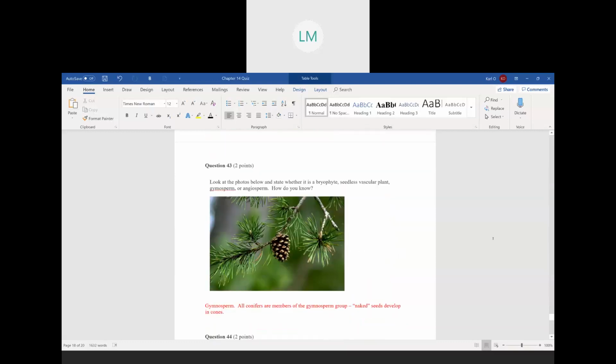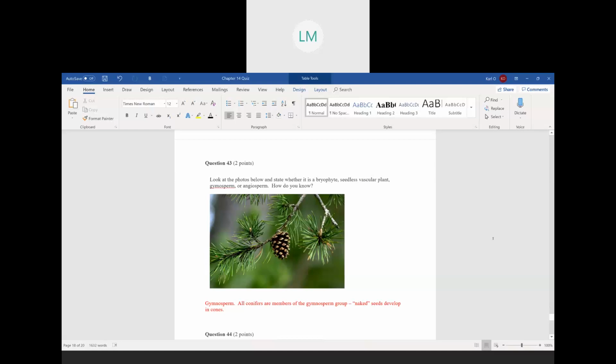Question 43, in the photo below, we needed to say if it's a bryophyte, seedless vascular plant, gymnosperm, or angiosperm, and how do we know that? So this is a gymnosperm. Anything that's a conifer and has those cones is going to be a member of the gymnosperm group. They have these naked seeds that develop in those cones.